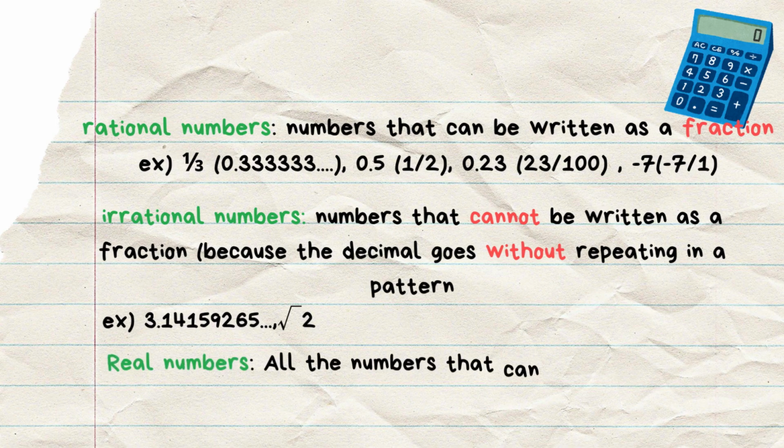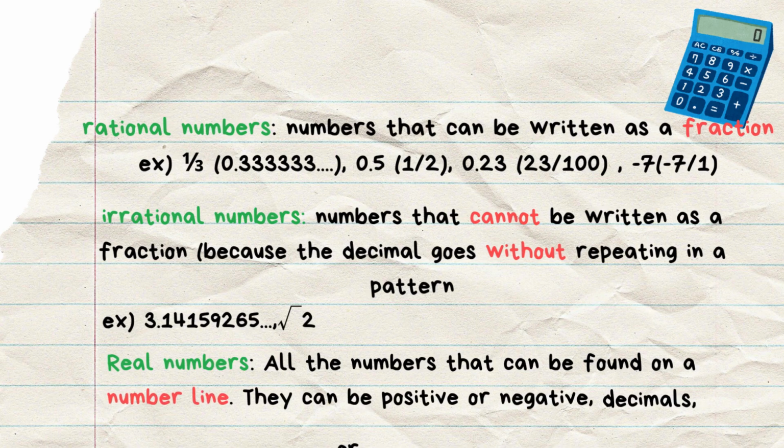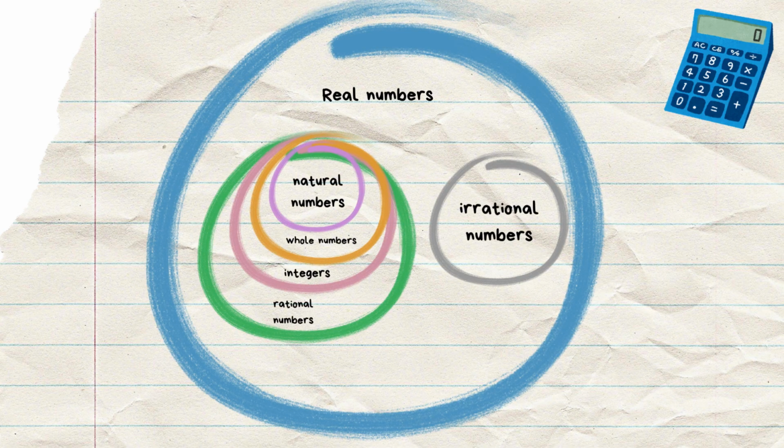Real numbers are all the numbers that can be found on a number line. They can be positive or negative, decimals, or fractions. Some examples could be all the numbers we just worked with, like 5, -17, 0.312, 1/2, pi, or radical 2, and etc. This is an easier way to view all the numbers in one whole chart.